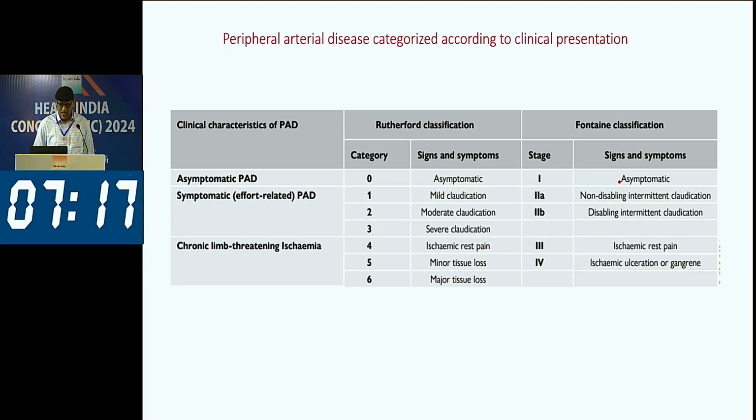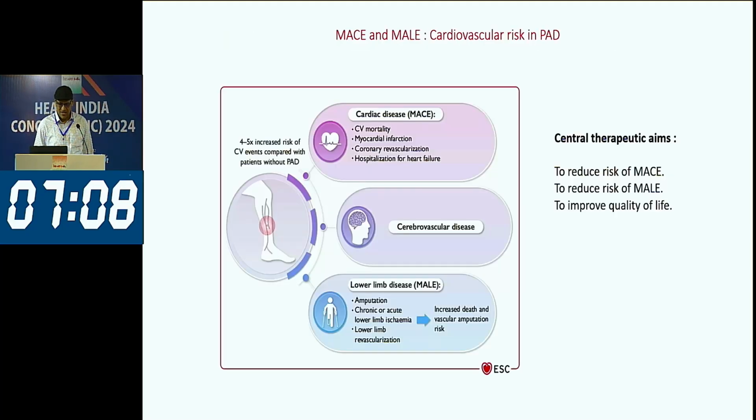And in Fontaine classification from stage 1 to 4, depending upon the different severity of peripheral arterial disease. So this is how we clinically classify peripheral arterial diseases. Once you are having a peripheral arterial disease, there is a cardiovascular risk that is also involved, and it has been shown that patients of PAD have a 4 to 5 times increased risk of cardiovascular events.